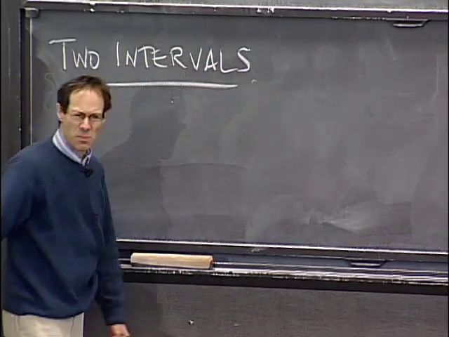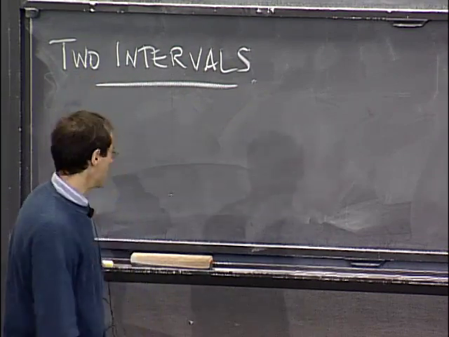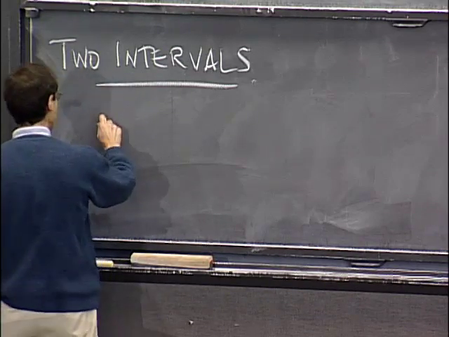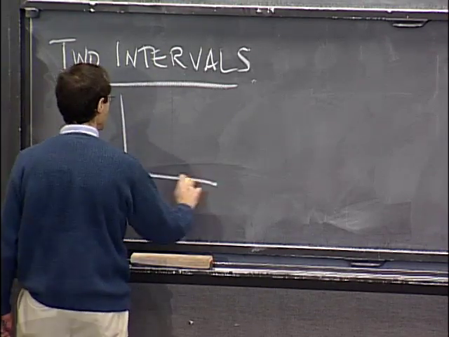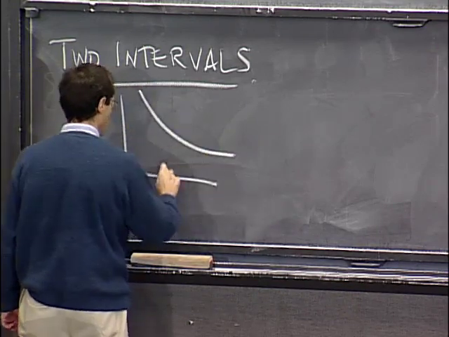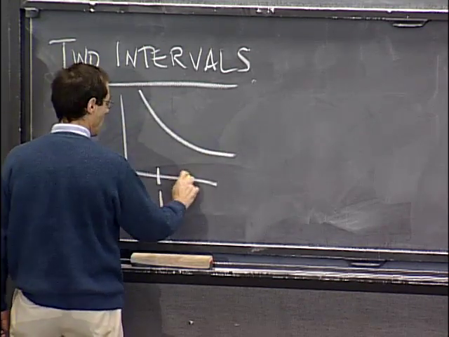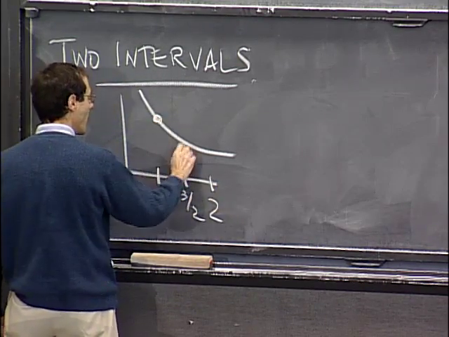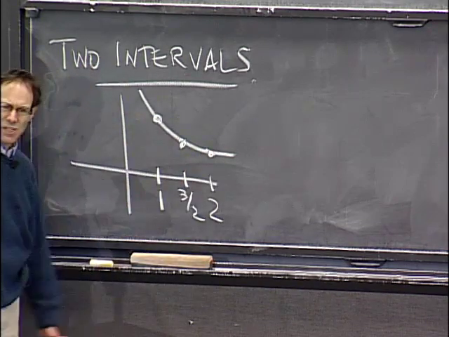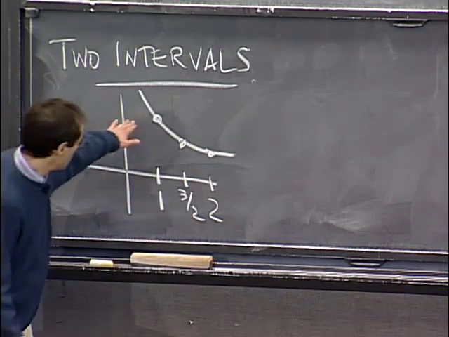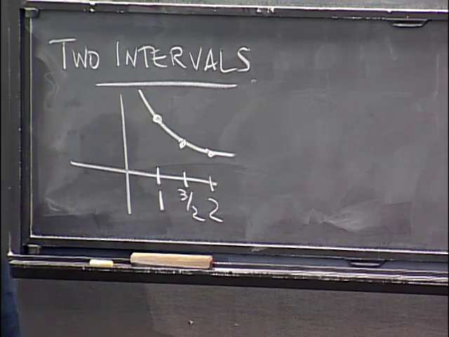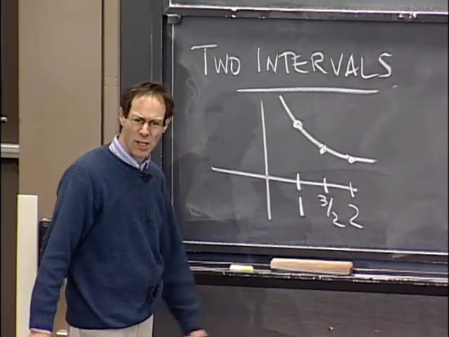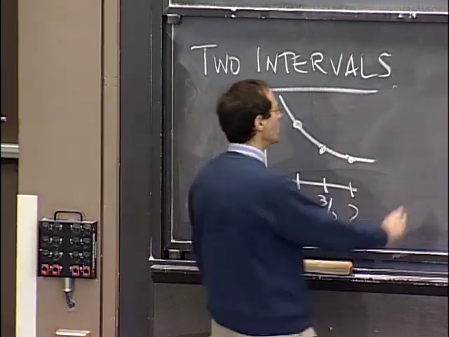Now, you really can't expect things to work so well with two intervals. That's a pretty ridiculous approximation to your function. When you have two intervals, you're looking at the graph of this hyperbola, and you have 1 here, and you have 2 here, and you have 3/2, and you're really only keeping track of the values at these three spots. So the idea that you can approximate the area just by knowing the values at three places is a little bit of a stretch of the imagination. But we're going to try it anyway.